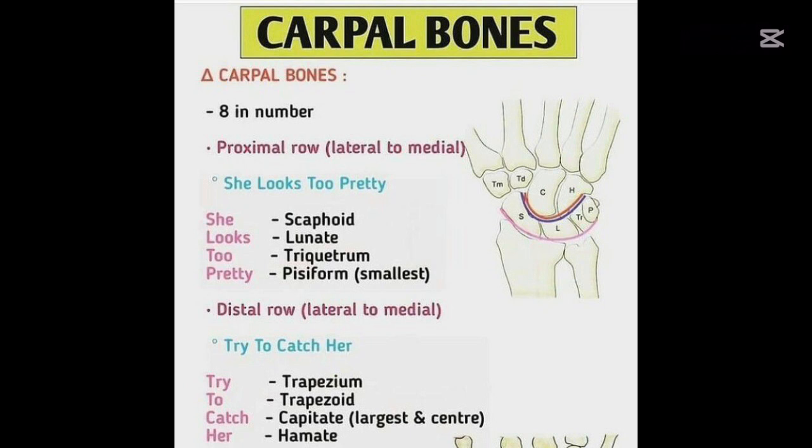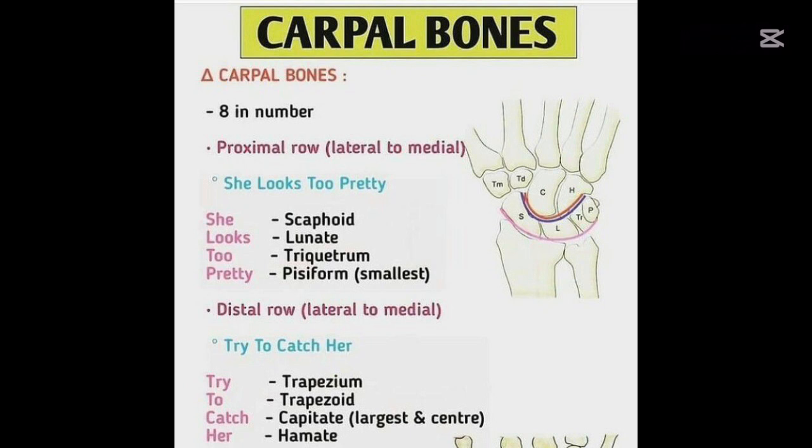Now the individual bones, their names are according to how they are. The ones articulating with the radius bone are "she looks too pretty," which is scaphoid, lunate, and triquetrum. The ones articulating with the metacarpals are trapezium, trapezoid, capitate, and hamate, "try to catch her." Hope you understand it. Very easy. Now all of them have different shapes, and that's how their names came about.